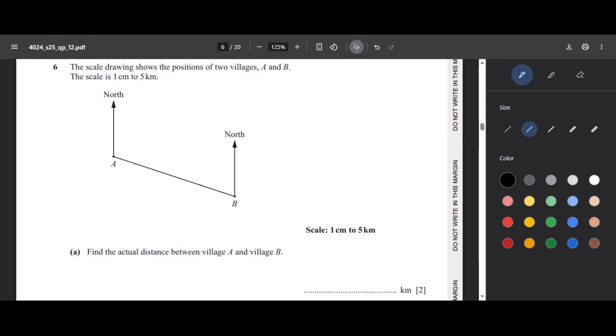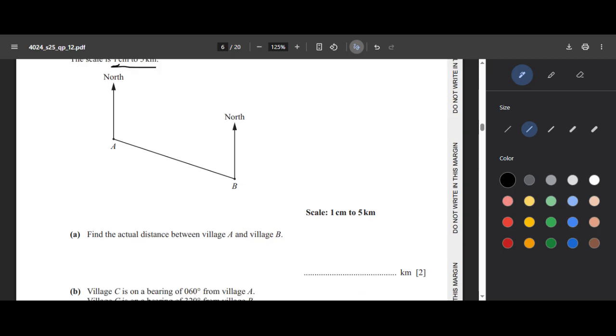Now for question 6, for the first part, this is the question for your hard sheet. Simply measure the length of AB and multiply this length by 5, because 1 centimeter is equal to 5 kilometers. So this length will be multiplied by 5, so you will get the answer in kilometers.